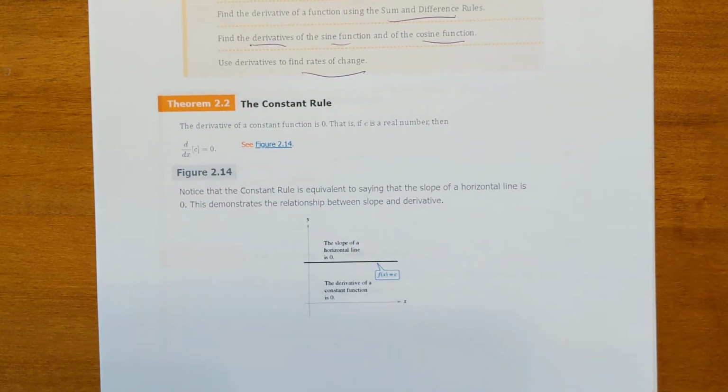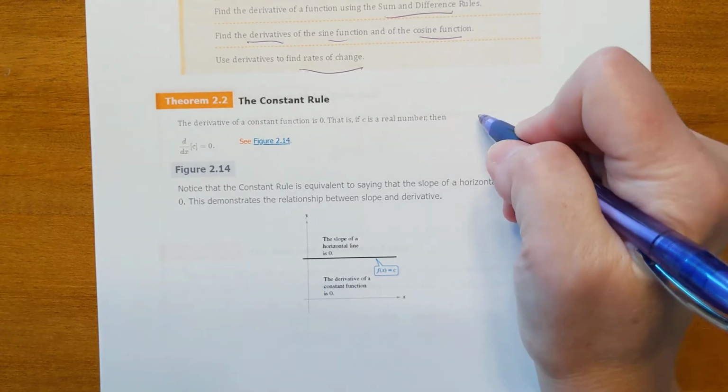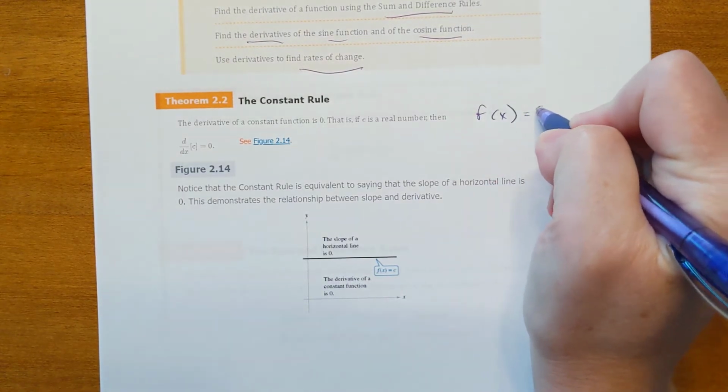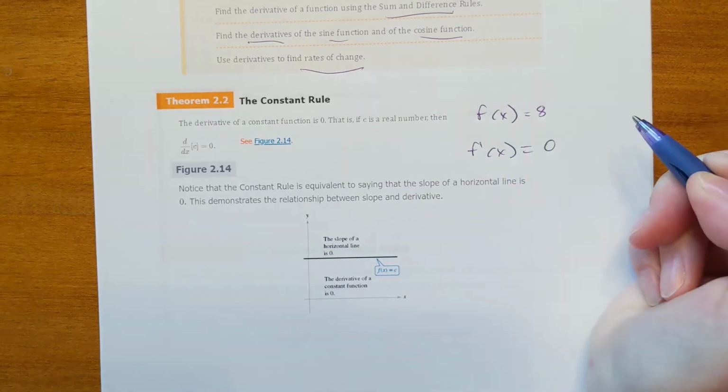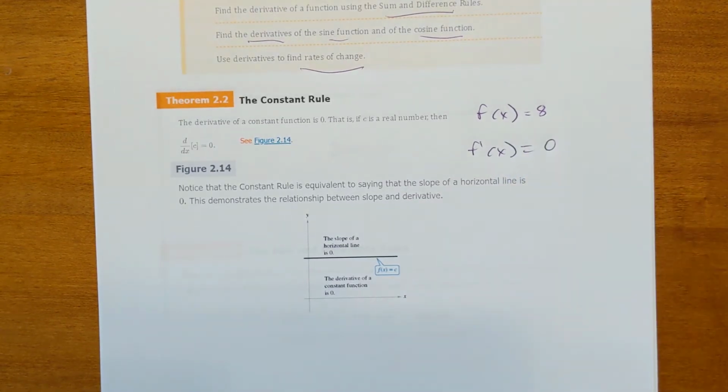Okay, the first rule down here, the constant rule. A constant is just a number. We'll say maybe the number 8. The derivative, or f prime of x, is 0. And the reason for that is because, as we learned yesterday in the last lesson, the derivative is all about the slope at a point on the graph.